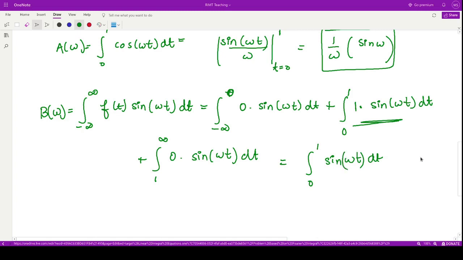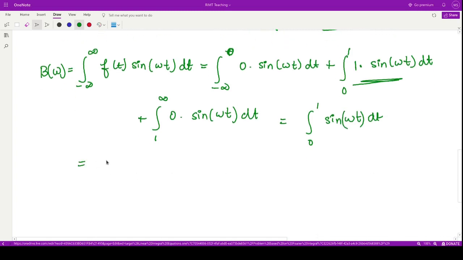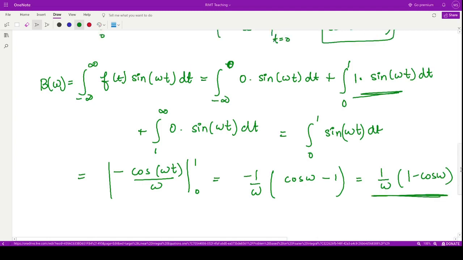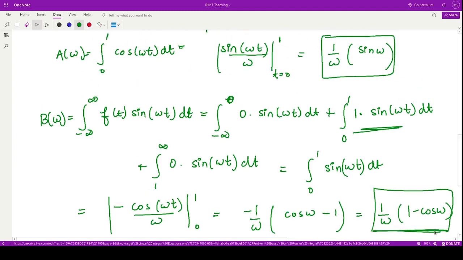When you integrate sin omega t, it is equal to minus cos omega t divided by omega, and the limits of integration vary from 0 to 1. So you can take the minus 1 by omega outside. This would be cos omega minus cos 0, and cos 0 is equal to 1. So the value becomes 1 by omega times (1 minus cos omega). This is the value of B(omega) that we require in the integral representation of the function.